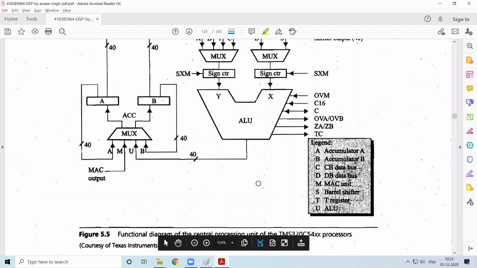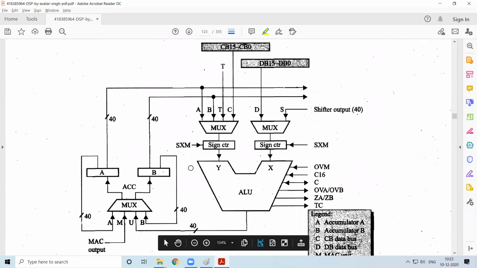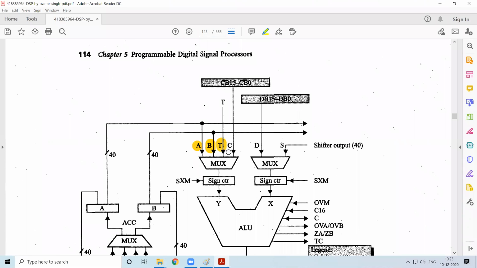So here you can see we have two accumulators A and B. We have something called T, which is actually a temporary register. Then some data which is being fetched from the C location, that is from the memory C. Then this is the data pertaining to the other program memory, that is C and D. Then we have S. As I mentioned, S stands for the output of the shifter, the barrel shifter. So S is associated with the barrel shifter.